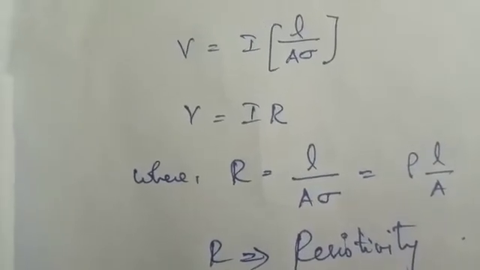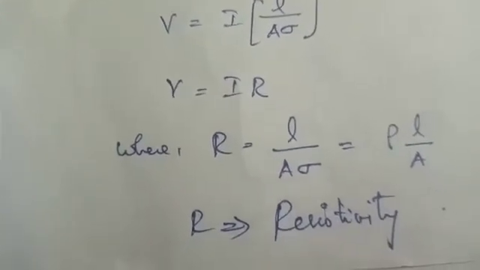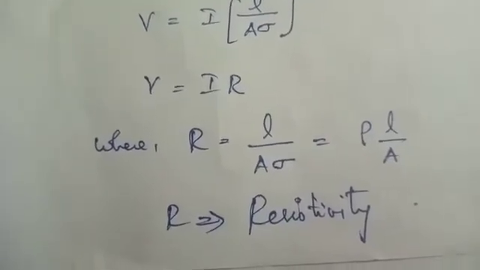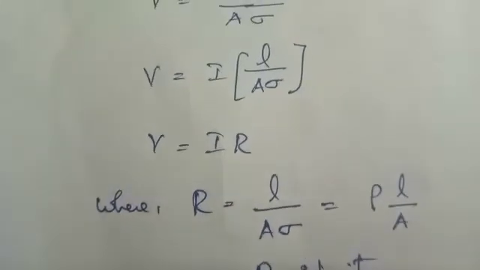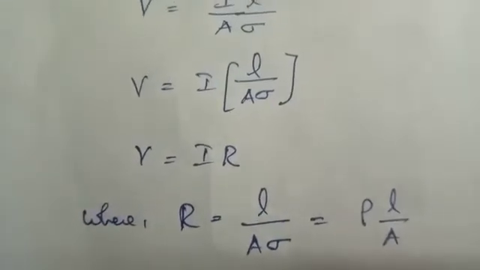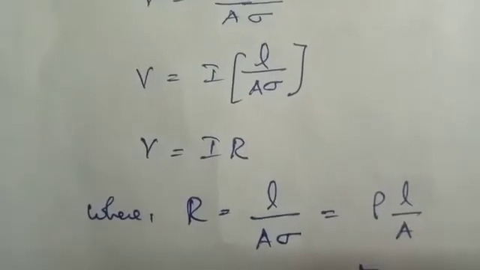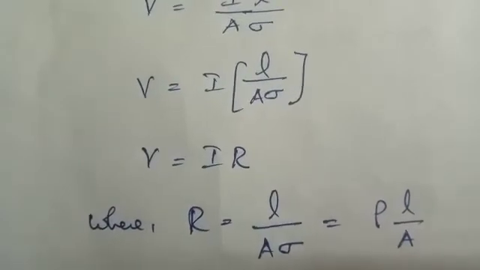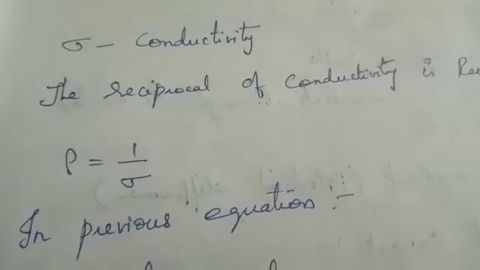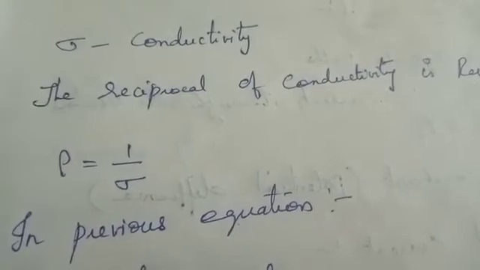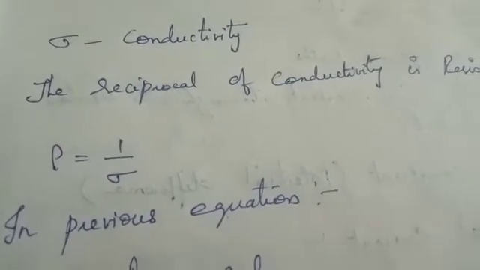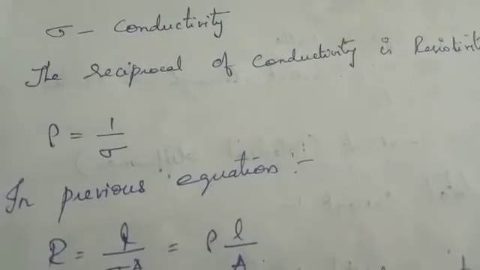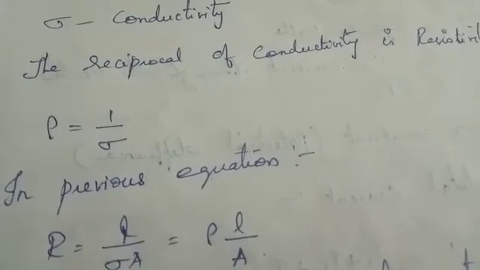So V is equal to IR, but the parameter R is equal to L by A sigma. That is considered as the resistance. Here R is a resistance, not a resistivity, and 1 by sigma is also considered as rho. So the structure is rho L by A. From the above equation, sigma is considered as the conductivity of the material. The reciprocal of this conductivity is called resistivity, that is rho. Rho is called resistivity, to resist the current value.